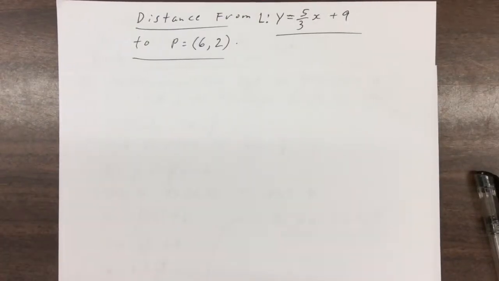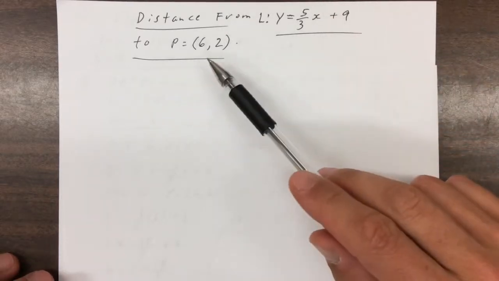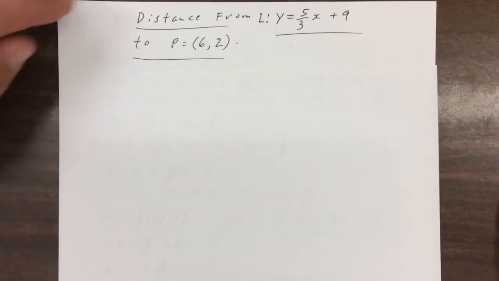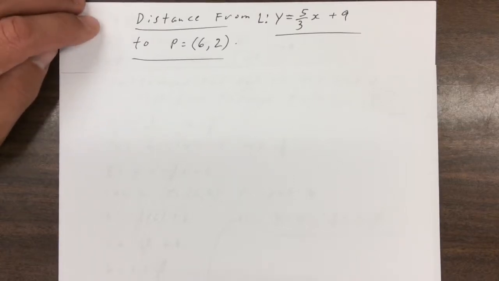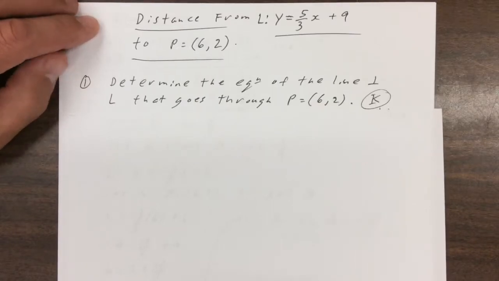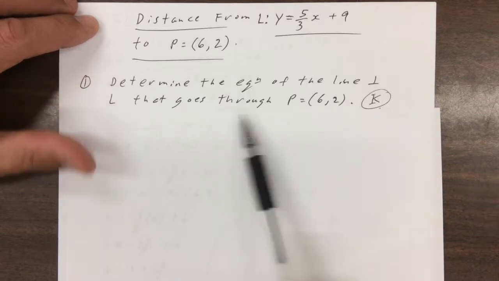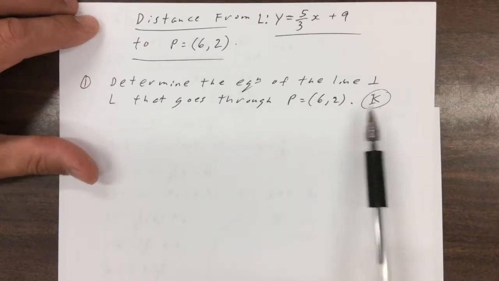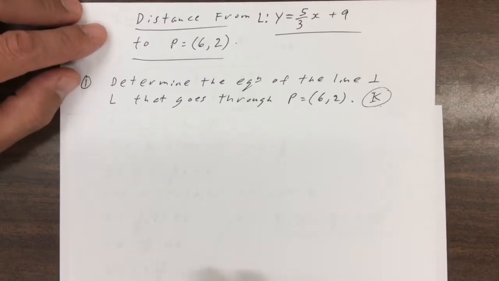Here's another distance from a point to a line problem. So the distance from y equals 5/3 x plus 9 to the point P equal to (6, 2). And so we're going to go through the same steps as the other one. First, you're going to determine the equation of the line that's perpendicular to L and goes through the point (6, 2). We're going to call that line K. Okay, so if you want to try that first, go ahead.